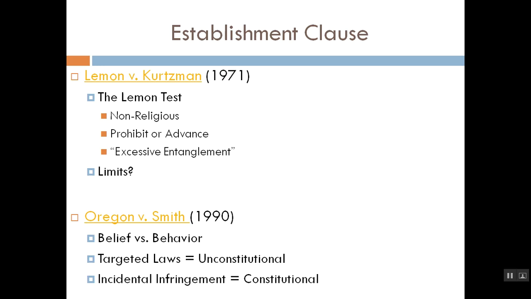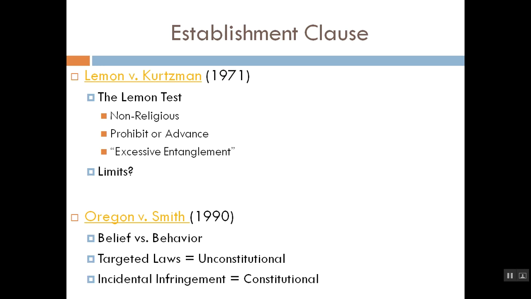Do note, however, that the court also continues a distinction that they'd already established in prior law when they issue the ruling in Oregon versus Smith. And this distinction draws a line between religious belief and religious behavior. The court basically tells us that your freedom to believe something is absolute, but your freedom to act on those beliefs, to engage in religious behaviors, is not absolute.